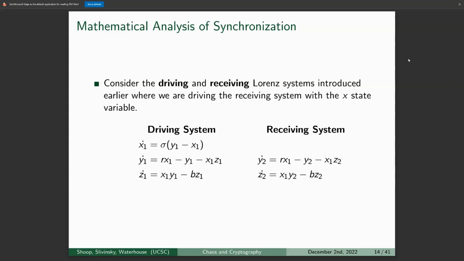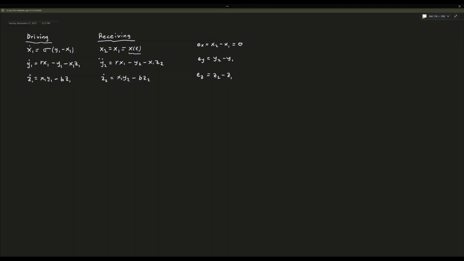A good way we can do that is to create a whole new system where we'll take the difference of y2 and y1 and the difference of z2 and z1, and we'll show mathematically how this system construction will converge these two chaotic systems. So when we look at the system here, we set up the system with the driving equations and then a receiving system, where we're sharing x1 and x2. So when we're sending over information, this x variable will be shared within the receiving system.